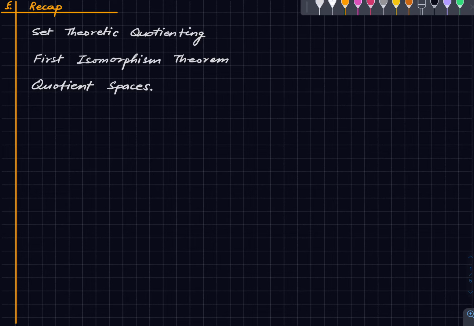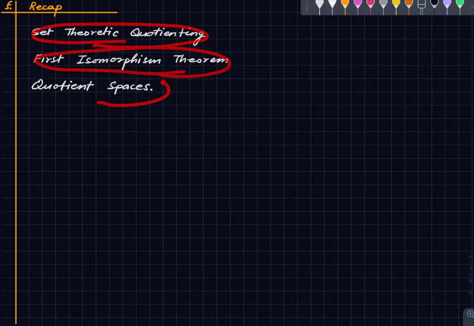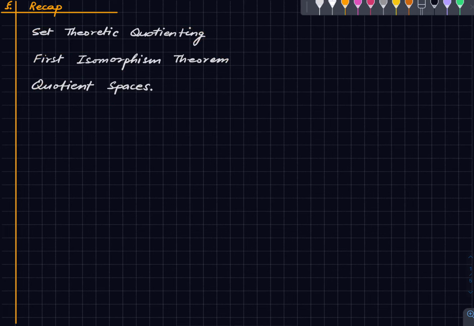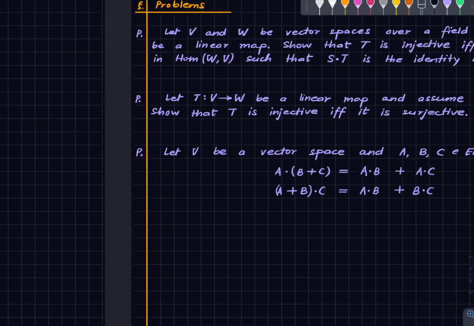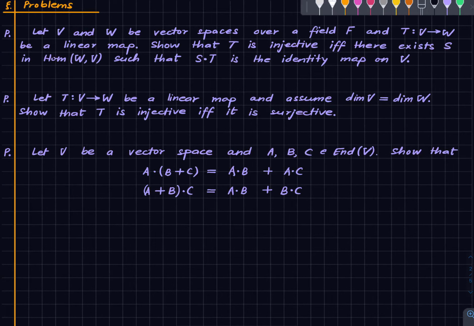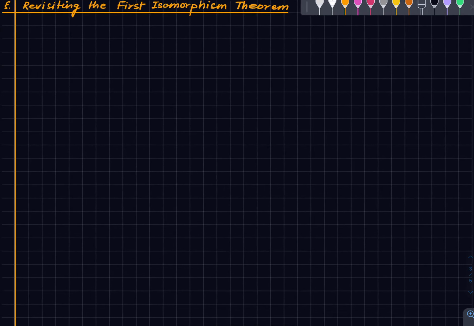We need to be familiar with set theoretic quotienting, the first isomorphism theorem, and quotient spaces. If you understand these things well, then you will easily be able to follow this lecture. So let's mark these things and move on. Here are some problems for practice. And now let us get started.